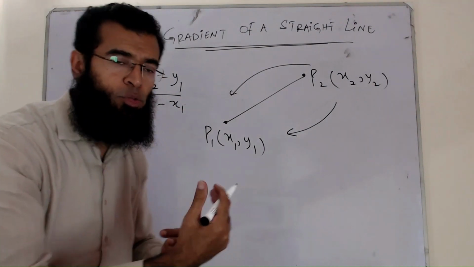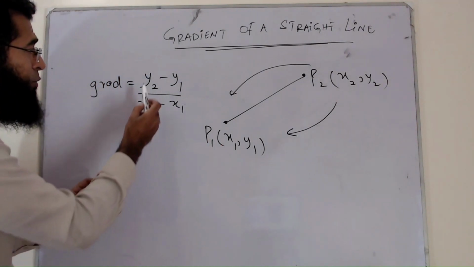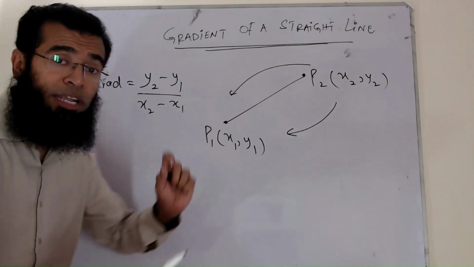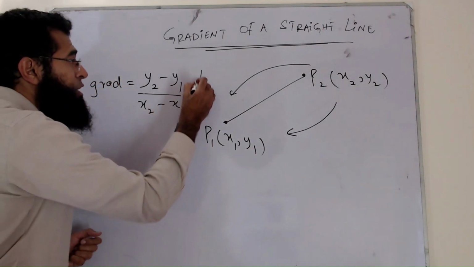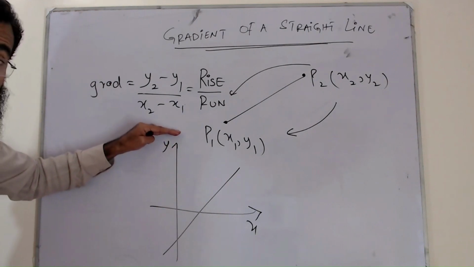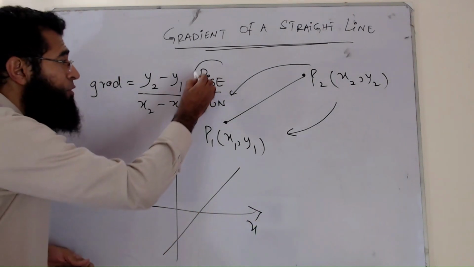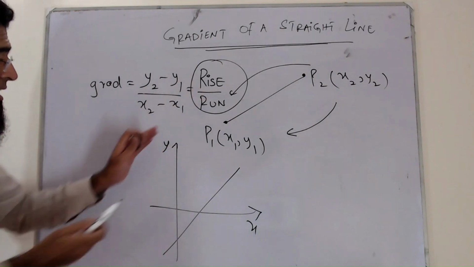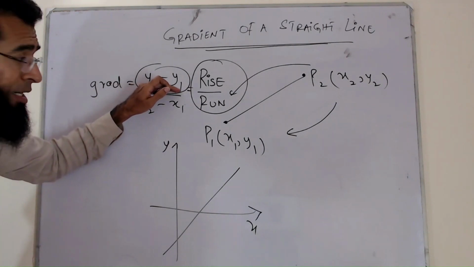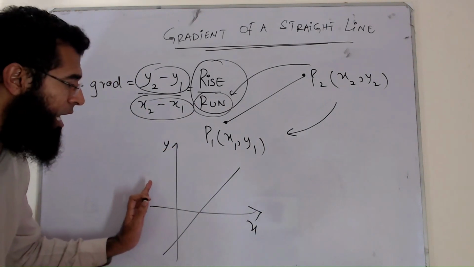And I also tell my students, because sometimes they get confused initially at the start of the topic, whether the difference in y coordinates was in the numerator or the difference in x coordinates was in the numerator. So I tell them the formula is rise over run, right? Rise is always along the y axis and run is always along the x axis. So the formula for the gradient is rise over run. Rise is along the y axis, so the difference in y coordinates will come in the numerator, and because the run is along the x axis, the difference in the x coordinates will come in the denominator.